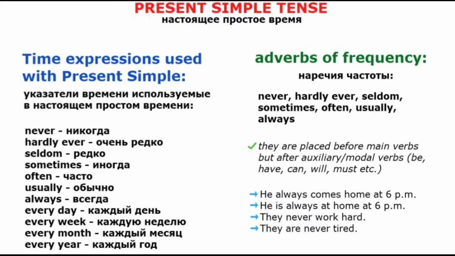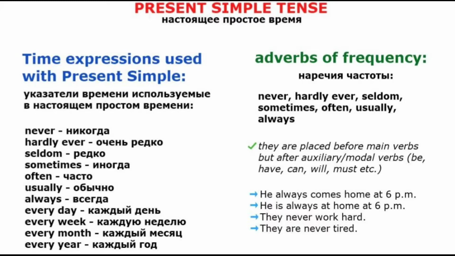They are placed before main verbs, but after auxiliary or modal verbs, such as be, have, can, will, must, etc. Let's look at some examples. He always comes home at 6 p.m. He always comes, not he comes always. We put always before the main verb, before come.